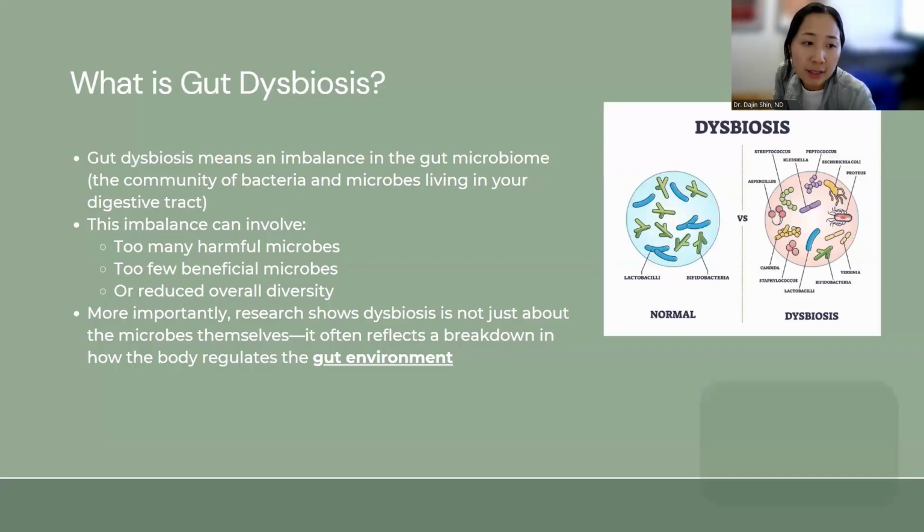All right, so gut dysbiosis refers to an imbalance in the gut microbiome, the ecosystem of bacteria and other microbes living in your digestive tract, or our digestive tract. This imbalance can show up in a few ways: an overgrowth of harmful microbes, a depletion of beneficial microbes, or a general loss of microbial diversity. But what's most important to understand is that dysbiosis isn't just about which microbes are present, it reflects a deeper issue in how the body is regulating the gut environment. Factors like immune function, digestion, inflammation, and even stress all influence this balance. So when we see dysbiosis, it's often a signal that the body's internal regulation of the gut has been disrupted, not just a simple microbial problem.